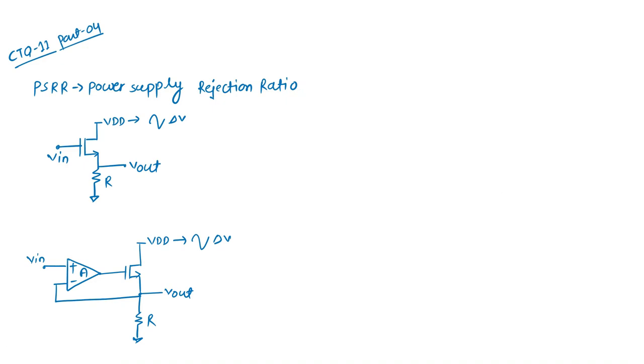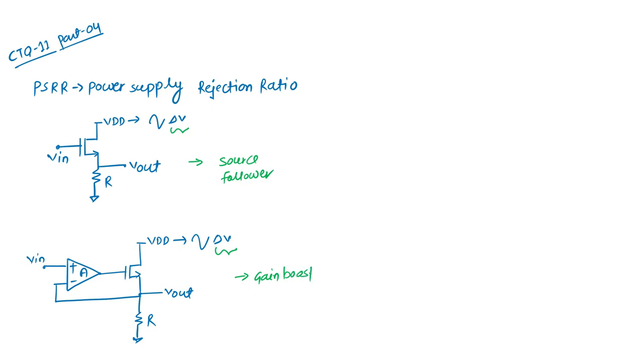Hello friends. In the continuation of CTQ 11, in part 4, we will see what the output is if there is any disturbance in the supply of the second stage of the structure that we had drawn, the second circuit, due to this perturbation or supply change. If I'm using only this structure, which is called the common drain, or source follower structure, what is the effect of this supply perturbation, and compare it with the gain boosted structure that we have seen.